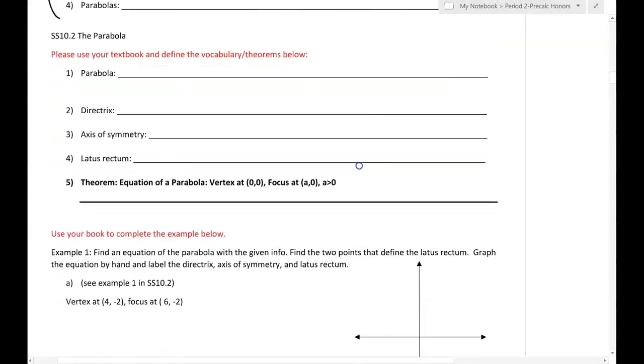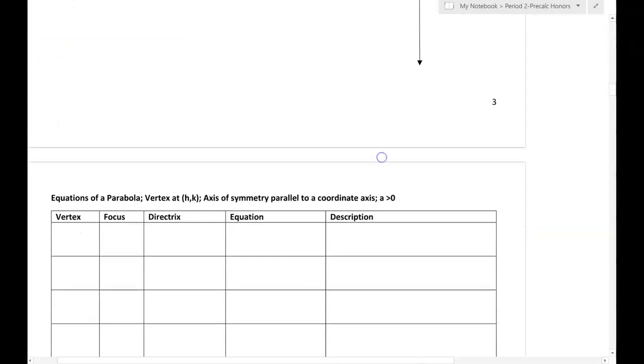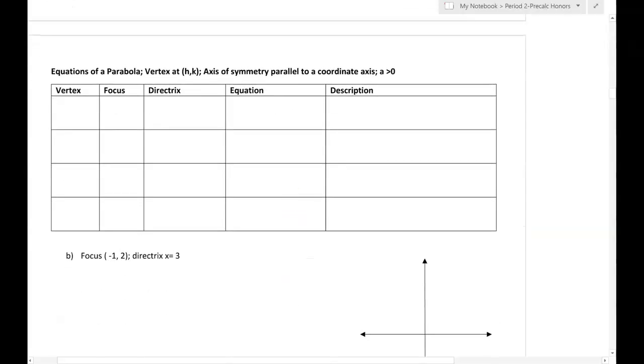Now, in 10.2, I would also like you to use your textbook and find the definition of those as well. We'll start lecturing this part right here. Equations of parabola. The vertex at h, k, and axis of symmetry parallel to a coordinate axis when a is bigger than 0. So that means when a is positive, okay? So all of these forms right here, we will always use h, k as a vertex.